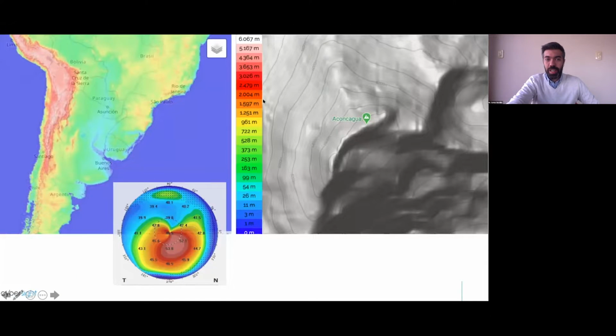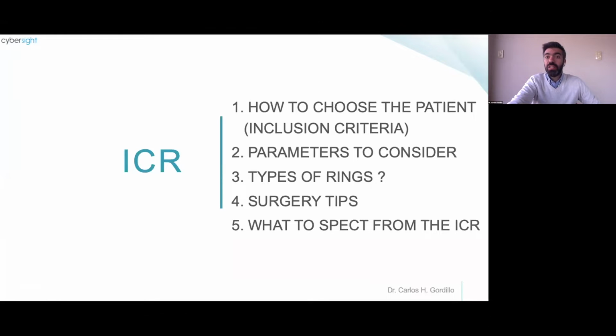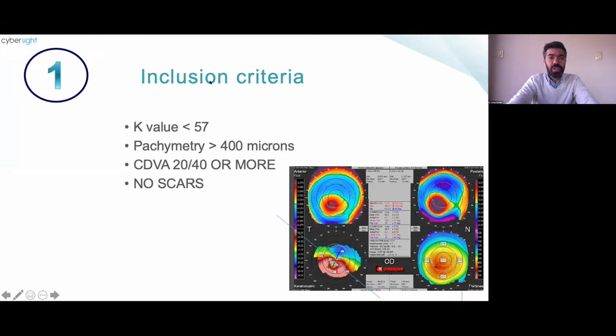Again, the corneal map. It's very interesting and it's very important for you to understand the topography and to recognize the parameters and the topography morphology to understand where and which kind of ring you need to use. So how we can choose the patient, the inclusion criteria, which parameters to consider, what kind of rings we have, and the surgery tips you can have. I'm going to show you all of this. So inclusion criteria.